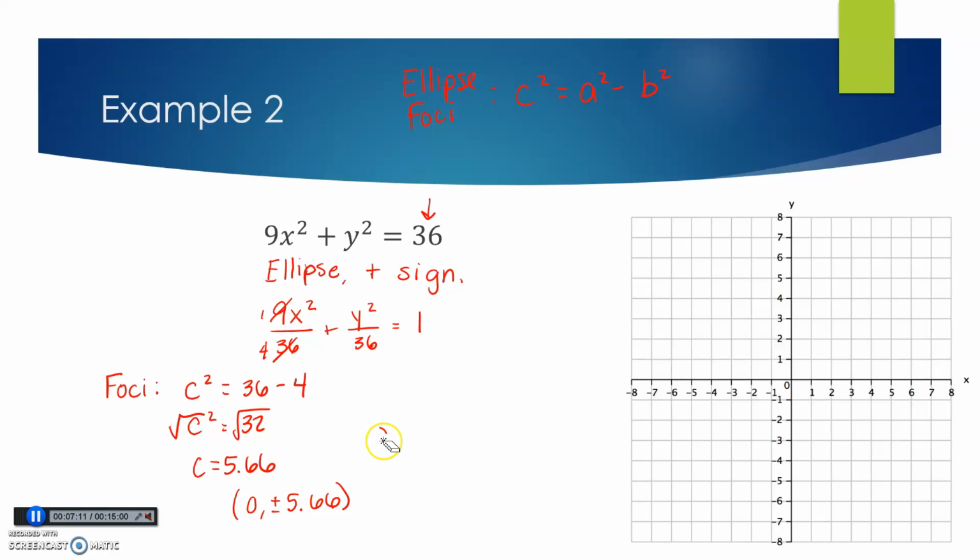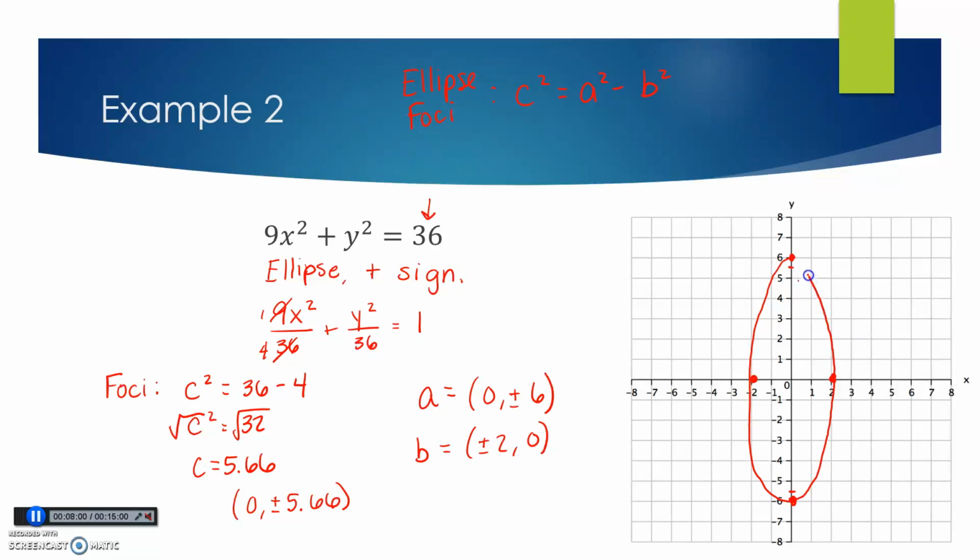Now, if I'm graphing this, I'm going to say my A is going to be the square root of 36, which is 6, but it's under the y. So it's going to go there. And my B is the square root of 4, which is 2. So I'm going to graph these points. So I've got 0, 6, and 0, negative 6. And then I've got 2, 0, and negative 2, 0. If I graph my foci, they should be like there-ish. Close to the ellipse graph, but not quite touching. That's not my best ellipse I've ever drawn, but we know what it's supposed to look like.